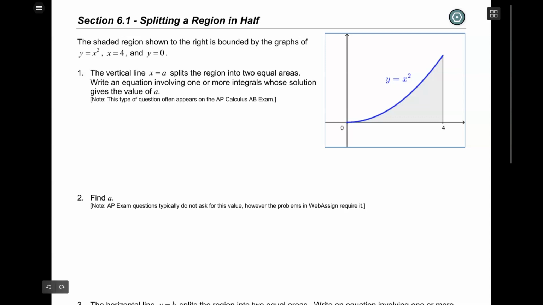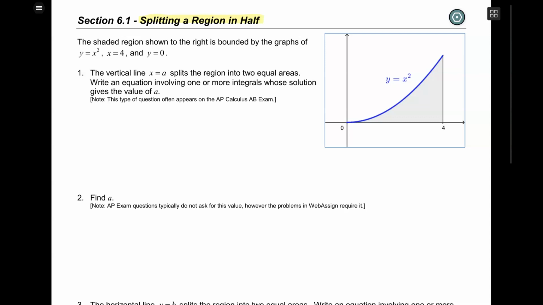Welcome back, folks. This is section 6.1, a little subset of a problem type that you will see possibly on the AP exam, definitely in WebAssign. I like to call it splitting a region in half. This is kind of a supplement to our area between two curves discussion from section 6.1.